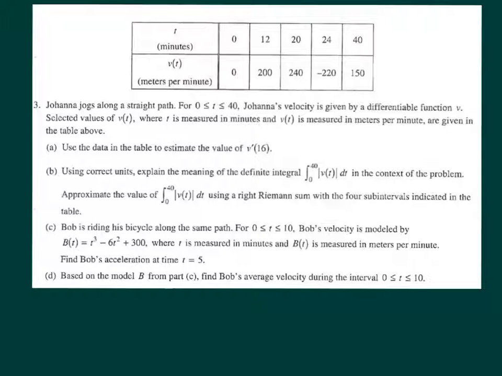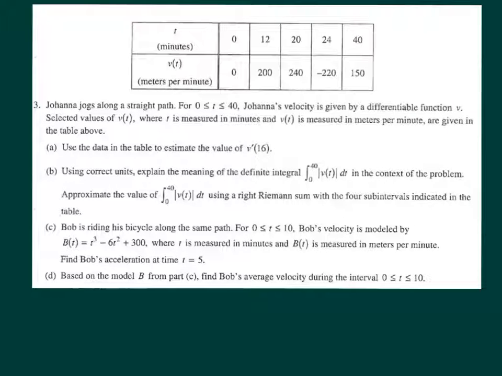In this case, it is a right-hand Riemann sum with the 4 sub-intervals indicated. Because it's a right-hand sum, you're just going to take the 2 consecutive points and use the right-hand endpoint to evaluate it. For part B, it's 3 points: 1 point for the explanation and the meaning, 1 point for the right-hand Riemann sum, and 1 point for the approximation. And keep the units available. Make sure you have those units in there, because they can take off points for not including units on this one.